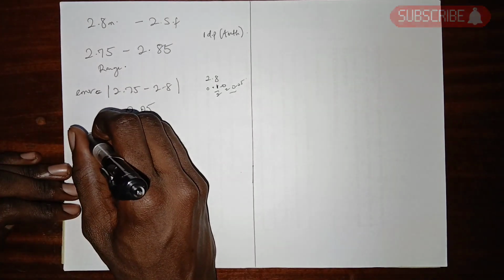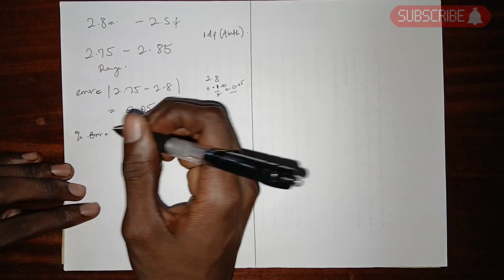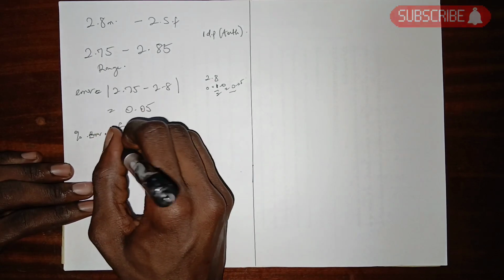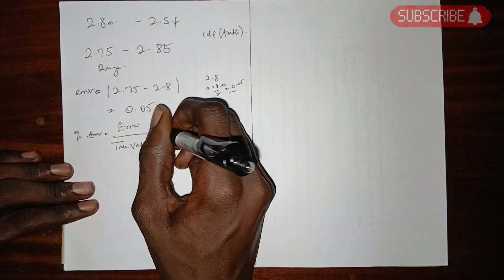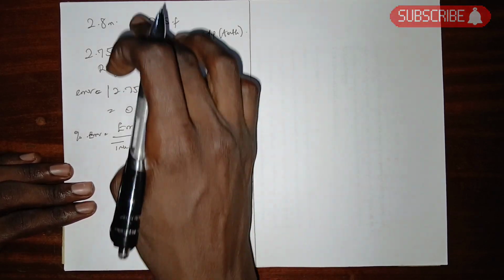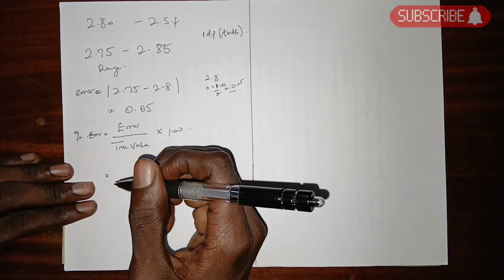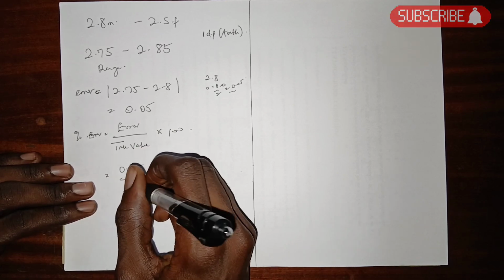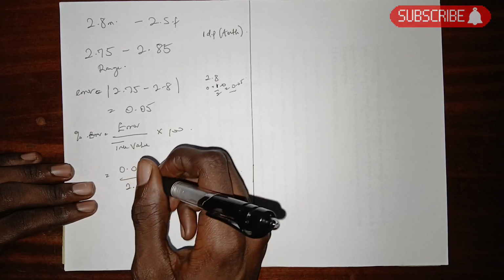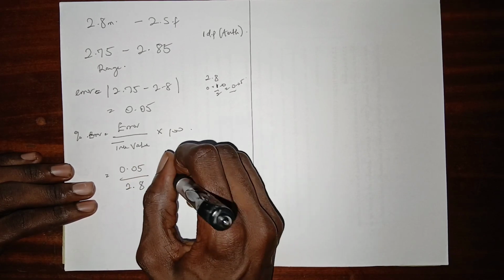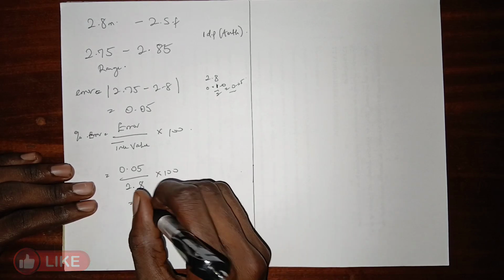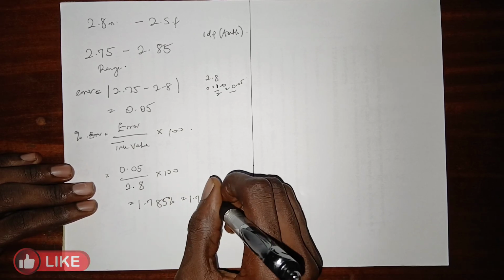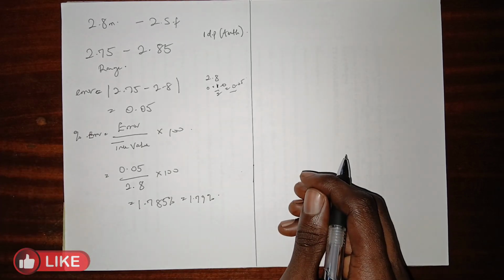Percentage error is equal to the error over the true value times 100. Our true value here is our actual measurement, so that will be 0.05 over 2.8 times 100, which is equal to 1.785%, which rounds to 1.79%. So that is that.